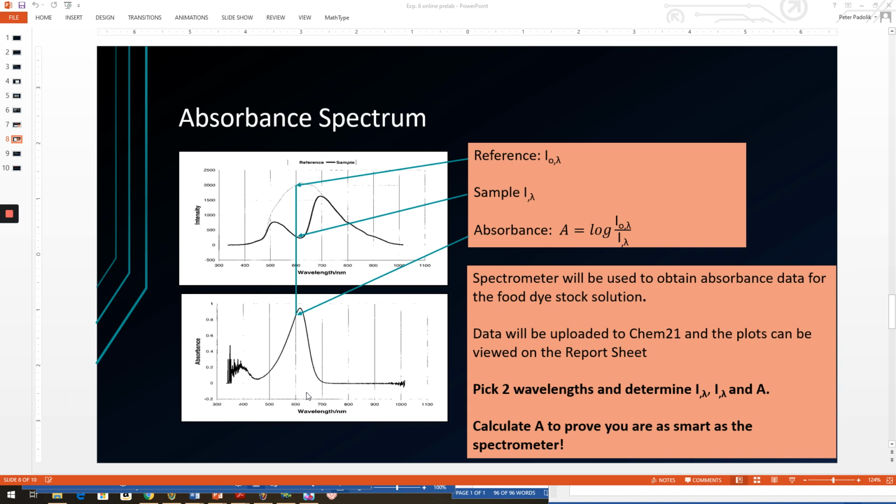When you open the report sheet for this experiment, you will see a plot of intensity measurements for the reference and for the sample that the spectrometer makes, just like this, and also the absorbance spectrum that the spectrometer calculates. What you will do is pick two wavelengths and measure the reference intensity, the sample intensity, and absorbance at that same wavelength. You will then calculate the absorbance from the intensities and compare it to the measured absorbance at two different wavelengths.